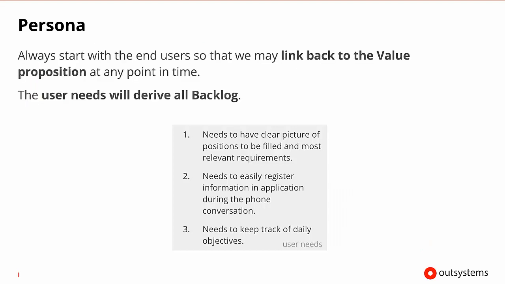And remember, users are the starting point for our business analysis. So we may link back to the value proposition at any given time, and the users will begin deriving the backlog from their needs. So the user needs described in the personas will help us derive the things that need to be created inside of the project. So all user needs should be backed up by an actual user story that is highly relevant to this project.